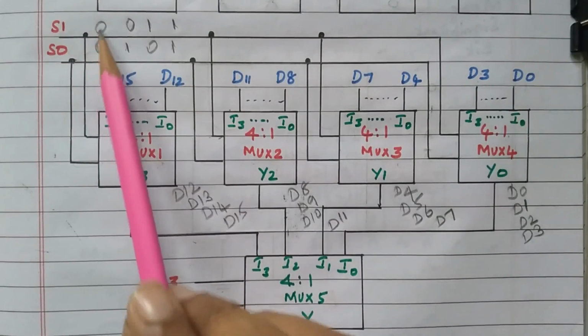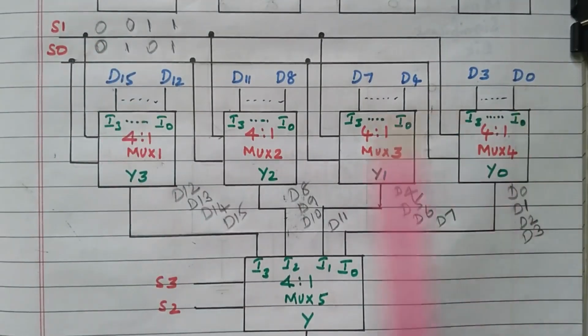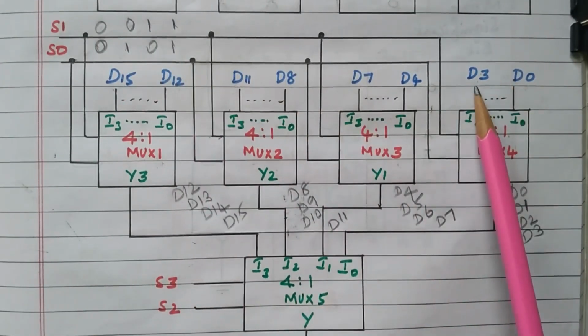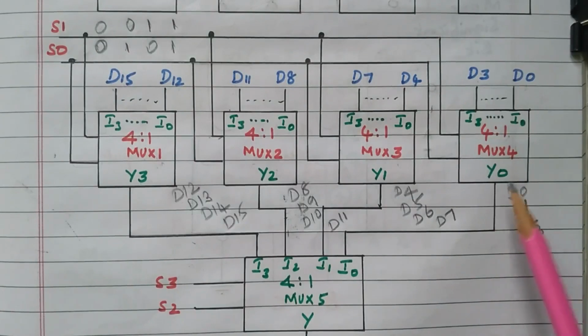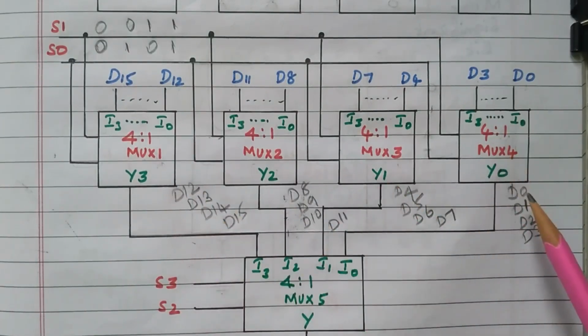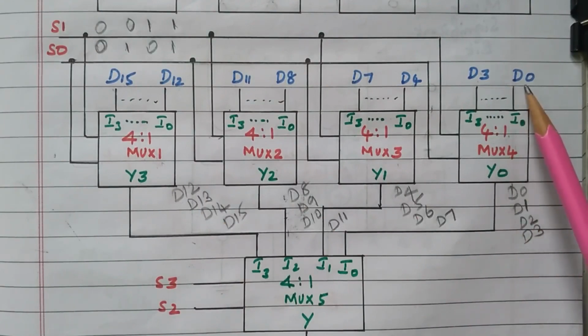For example, 0, 0 means LSB data available. 0, 1 means next data. 1, 0 means third data. 1, 1 means the MSB data. So that every output Y0, Y1, Y2 will be produced, out of 4 any one will be available. Out of D0 to D3 any one will be available.